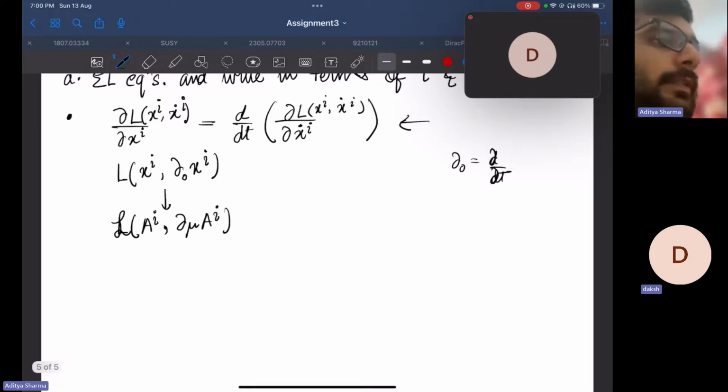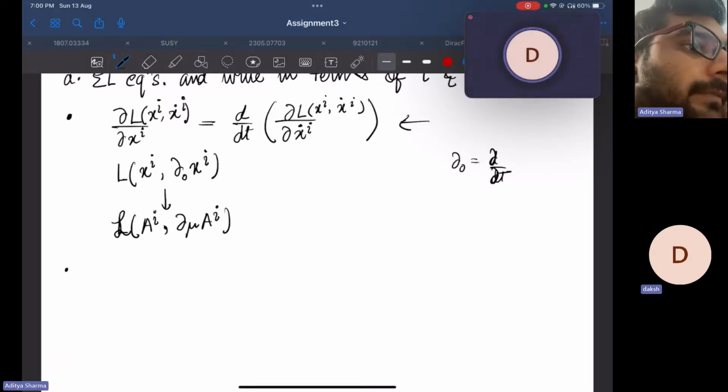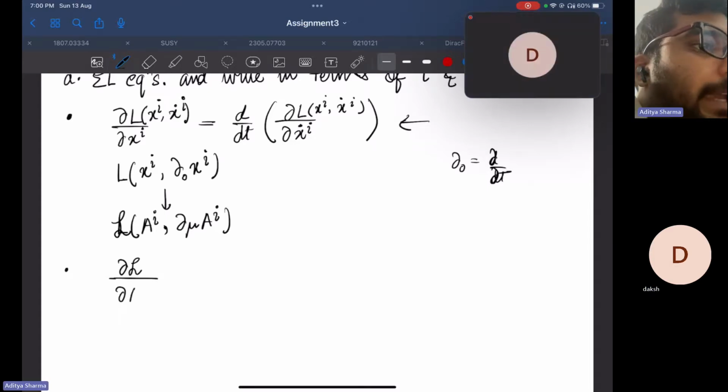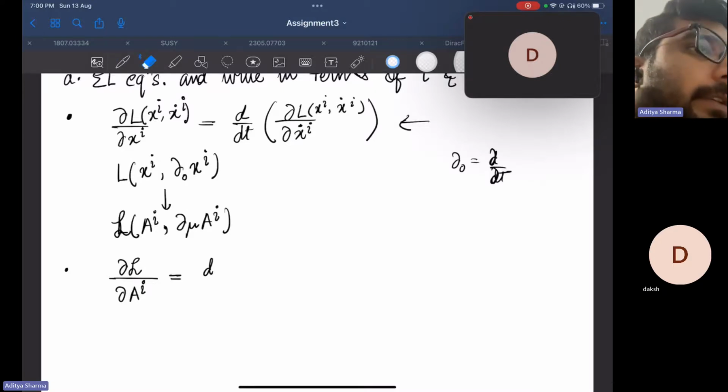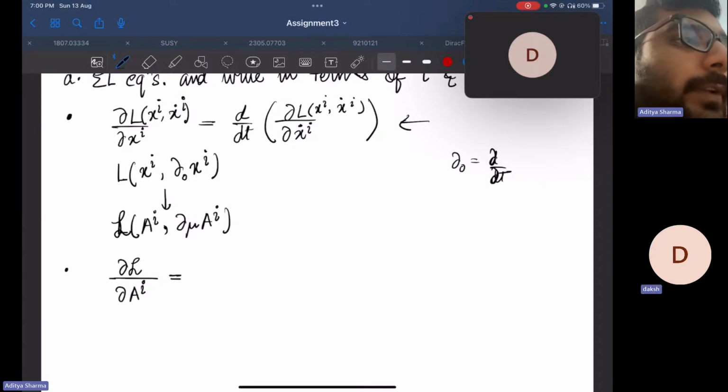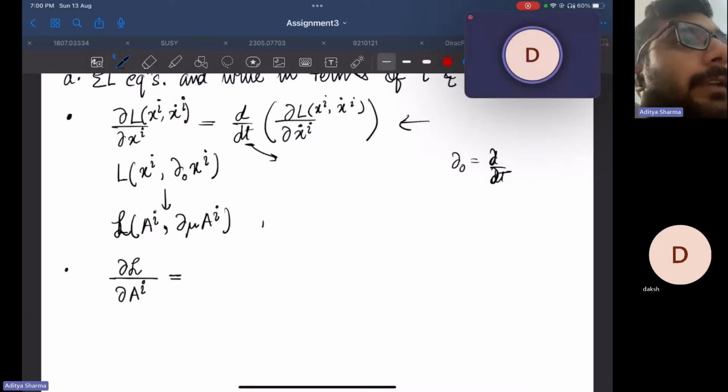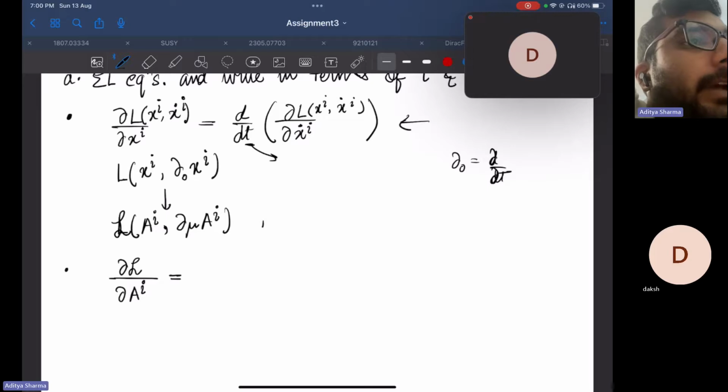So this will just be ∂L/∂A_i equal to d/dt of ∂L/∂(∂A_i). So in this field theory, because mu can be spatial, this d/dt becomes more general, because you had only a time derivative here. Now you have mu's also here, so this can be any derivative.